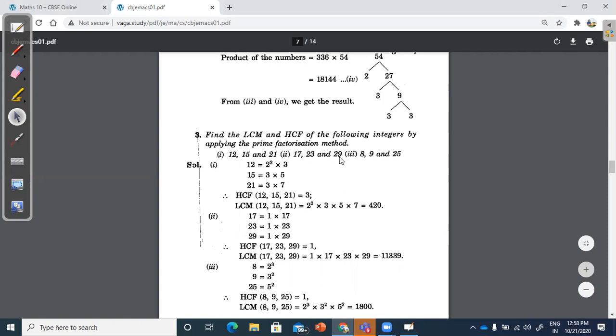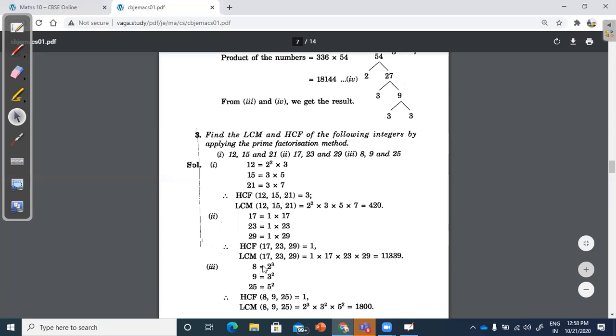In the next one, 17, 23 and 29, nothing is common, but 1 is always common in all numbers. So don't write HCF as 0, HCF is 1. Okay, HCF is 1 because every number will have 1 as a factor. And what will be the LCM? LCM will be the product of these 3 numbers, 11,339.